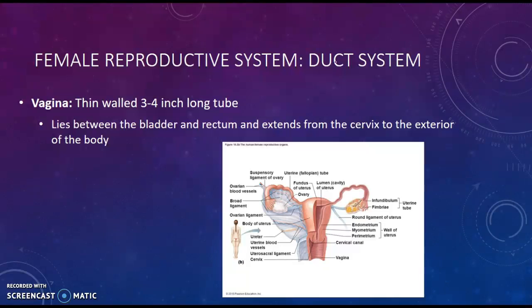Okay, and then below the cervix, we have the vagina. It's a 3 to 4 inch long tube that pretty much is there to just receive sperm or help to expel the baby during delivery.